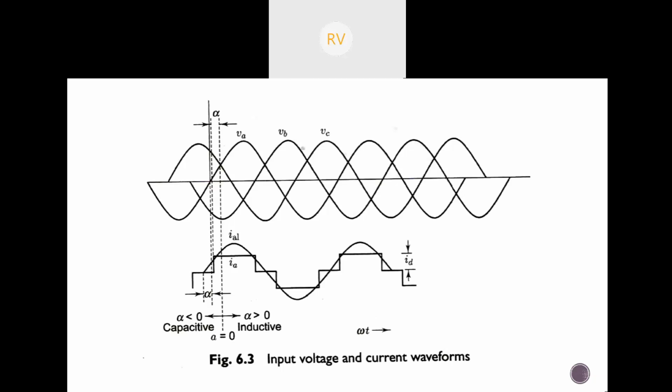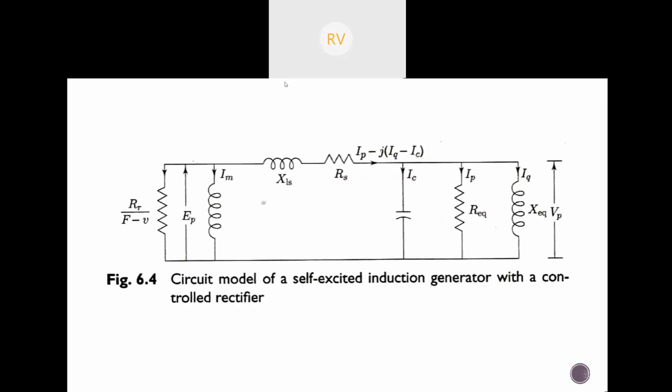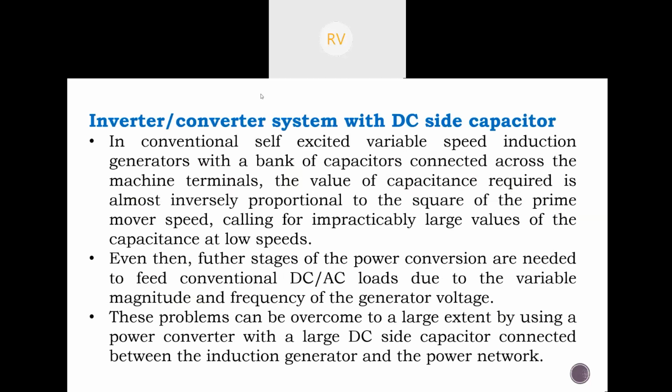At each point, for the capacitive effect, as we said previously, the current will be leading. We can see that the current is leading the voltage. Here we have a small derivation which gives us the total circuit model of the self-excited induction generator with a controlled rectifier. You just go through that derivation. Next topic is the inverter or converter system with DC side capacitor.